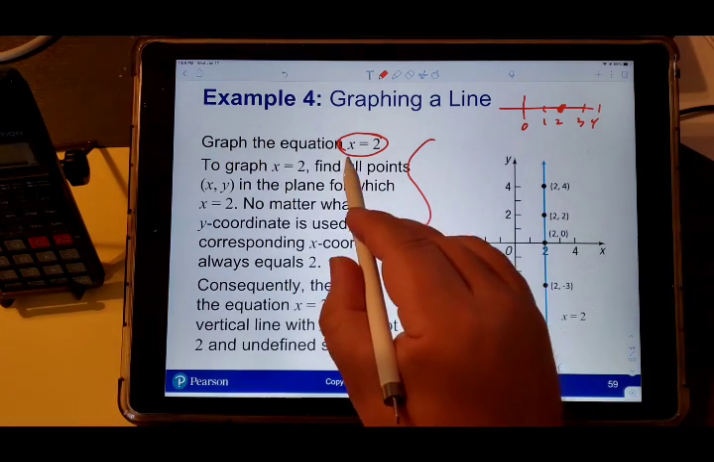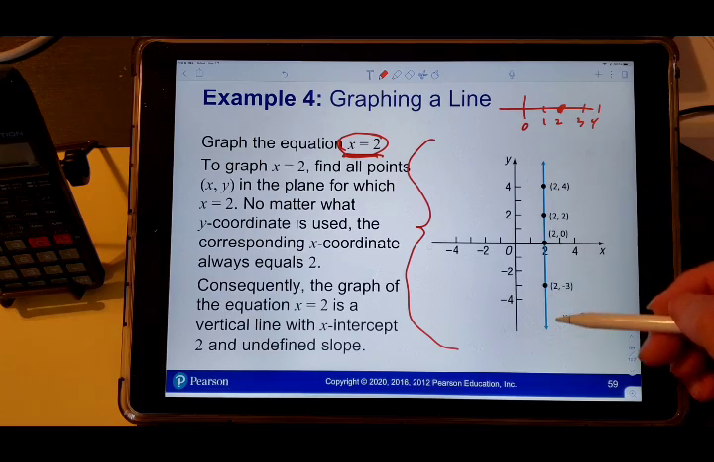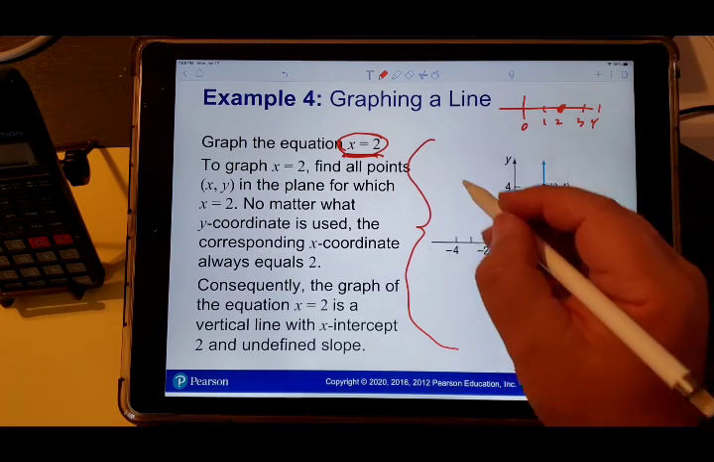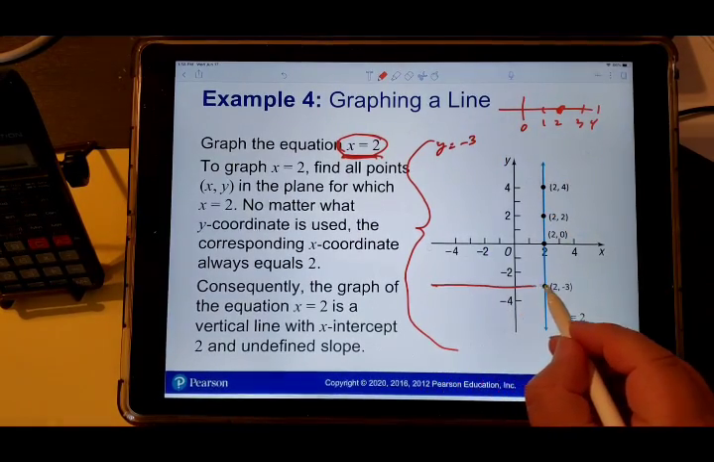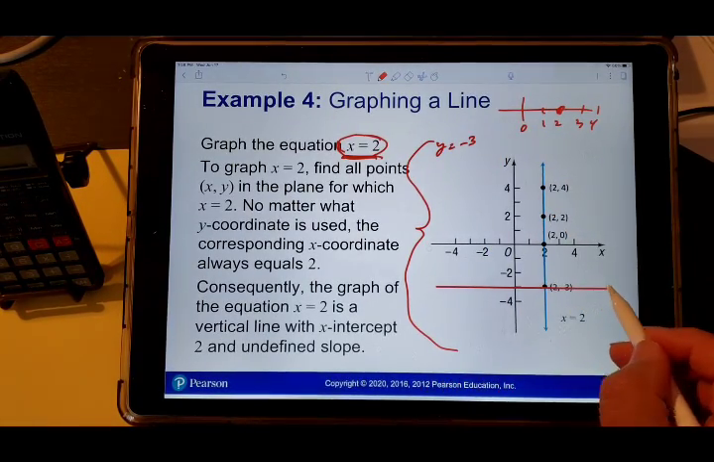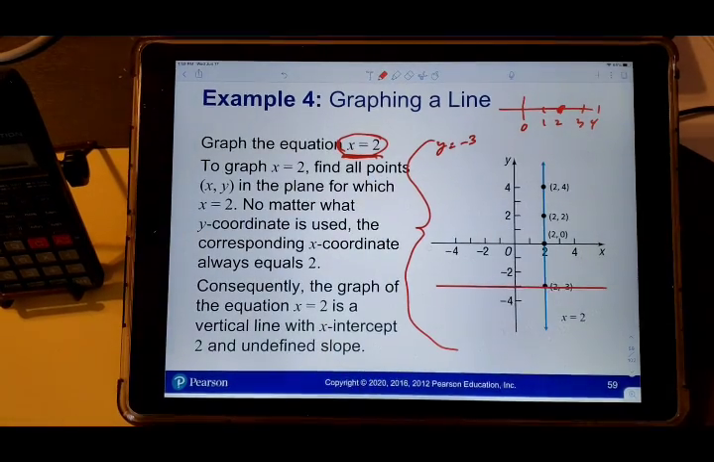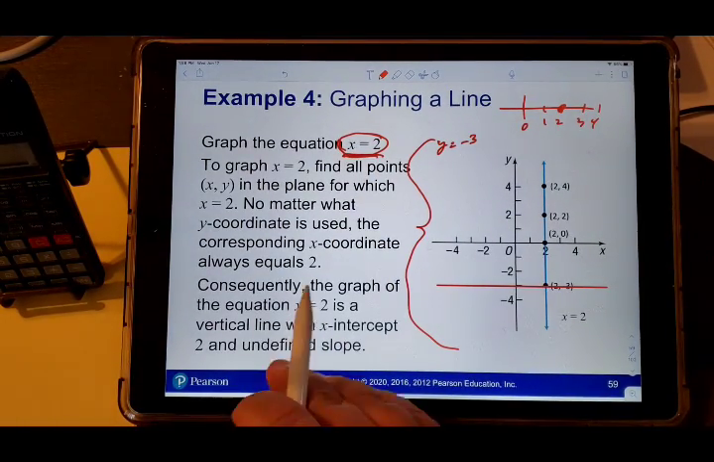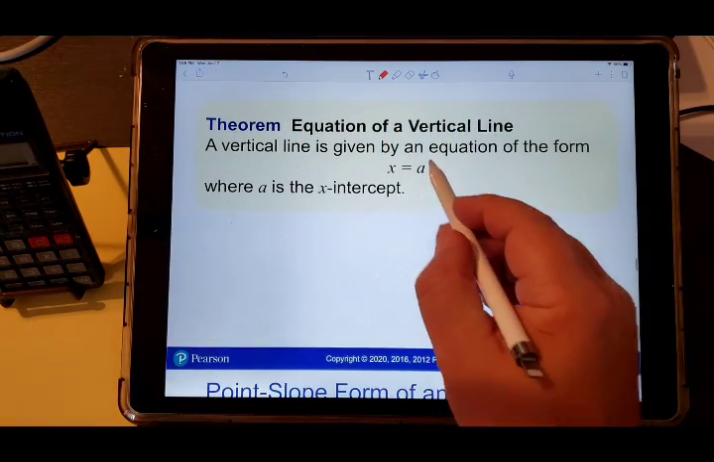All right, and this is how you talk about x equals 2. X equals 2 is a vertical line. By the same reasoning, y equals a number like y equals -3 would be a horizontal line. So these are just things you should remember and be ready to answer if it comes up. Equation of a vertical line.